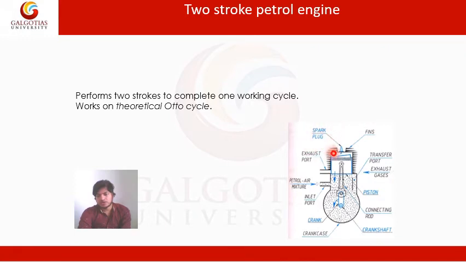This is the main difference: the petrol engine contains the spark plug, which is not present in the diesel engine. The different parts are the exhaust port, petroleum mixture port, inlet port, crankcase, connecting rod, piston, exhaust case, and fins for heat transfer.